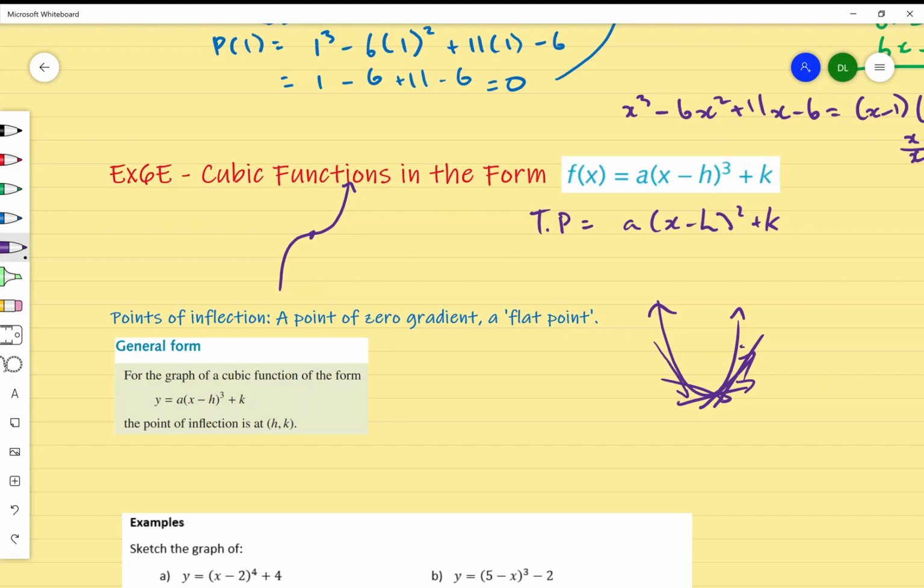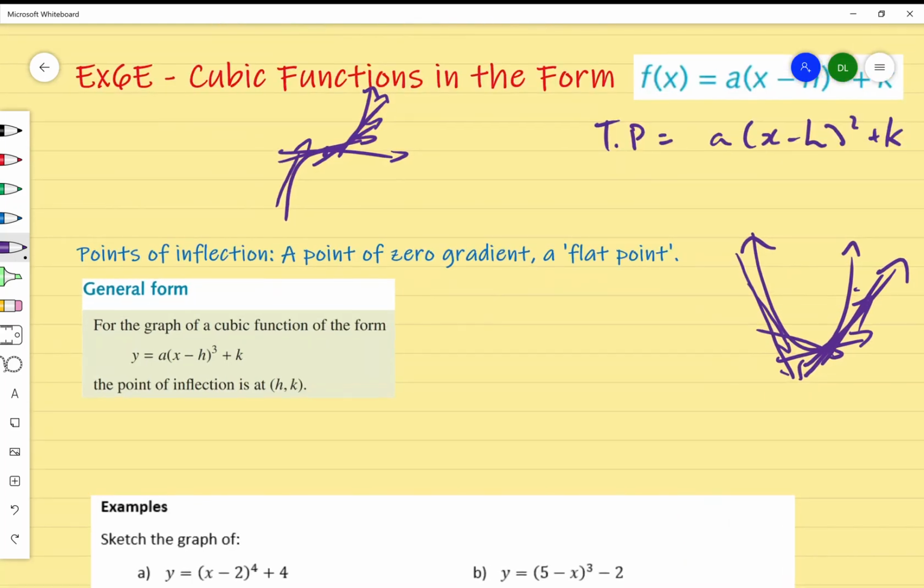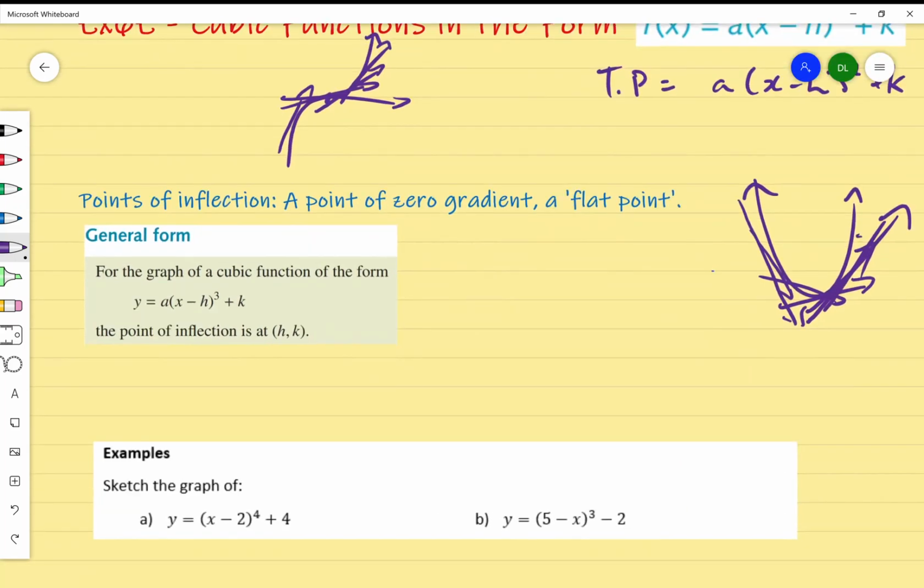But all you need to know is that it's a point where the graph is flat. It's parallel with the x-axis. It has a gradient of 0. However, the difference is in a parabola, it goes down and then starts going back up. In this case, it goes up, goes towards 0, and then just continues going back up. That's the difference. So a point of inflection is the quote-unquote center of a cubic function. The general form of a graph in this form is y equals a. You guys can read that. But the point of inflection is (h, k).